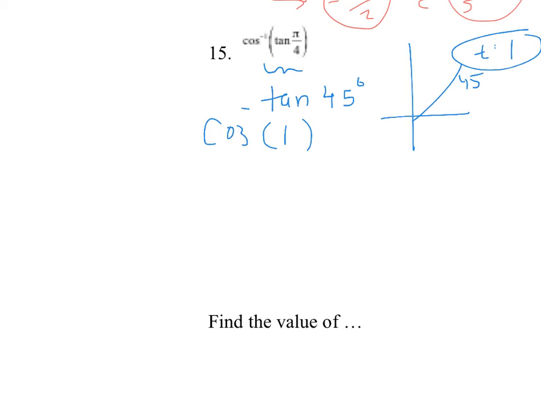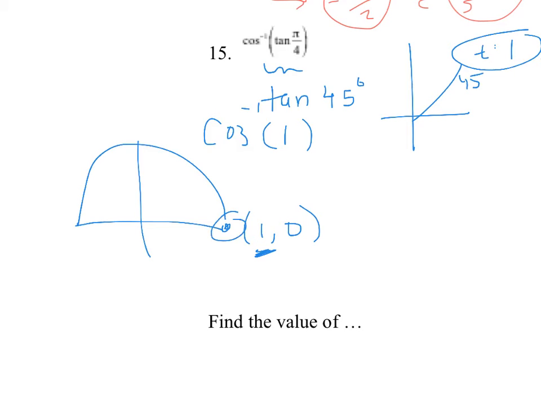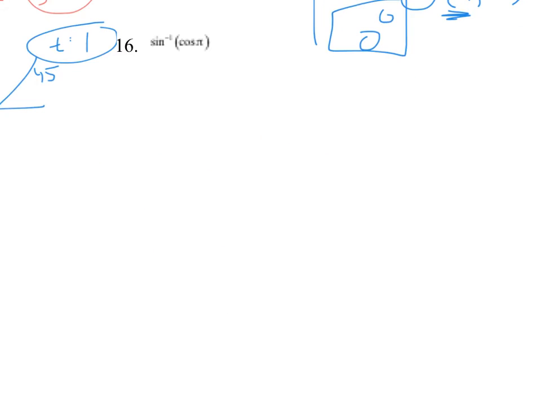And then, again, at what angle is cos going to be 1? We know that it is at 0 degrees because inverse cos has to be between 0 and 180. So the next problem says cos pi. We know that at pi, the cosine is -1.